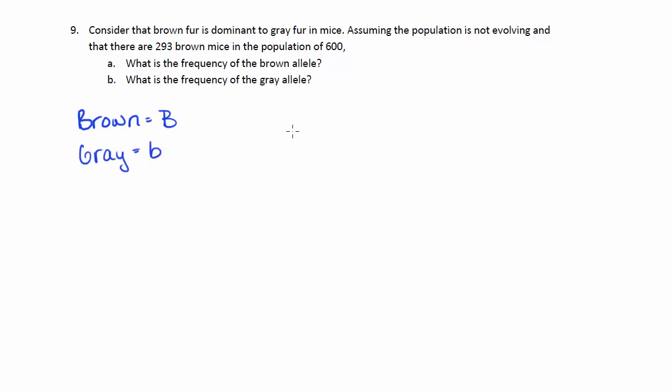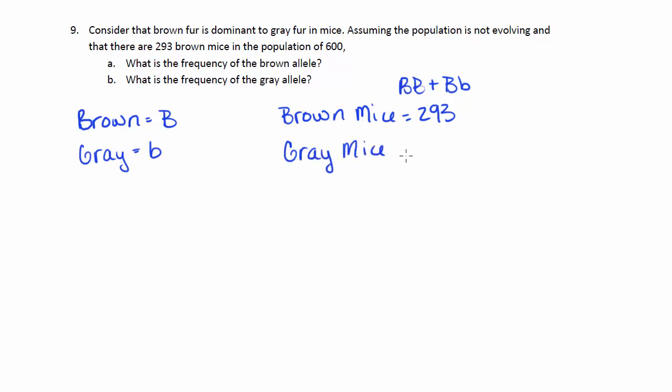And we know that the number of brown mice is 293, and we have to keep in mind that this is the big B mice plus the heterozygous ones. So the easiest thing to do is really figure out the number of gray mice and work from there. We've got 600 total, and we know that of that 600 total, 293 are not gray. So all we have to do really is subtract those. So we have 600 minus 293. So we've got 307 gray mice.